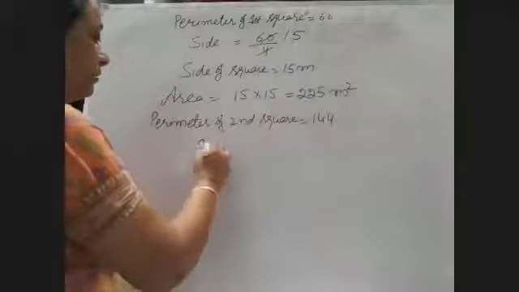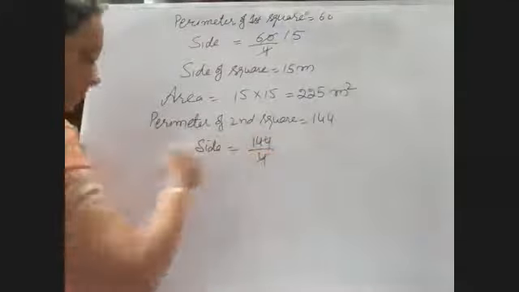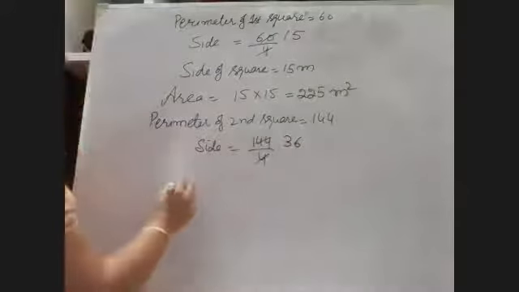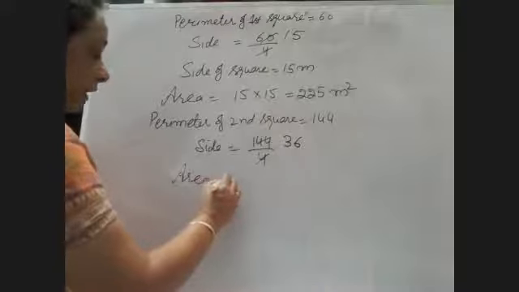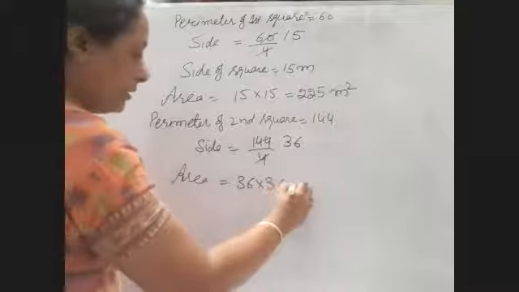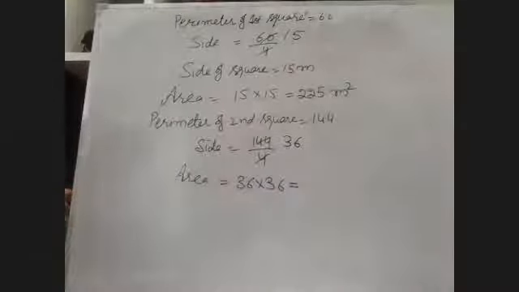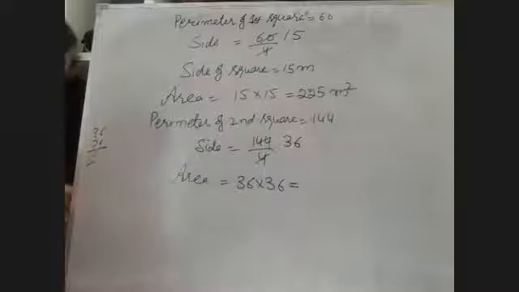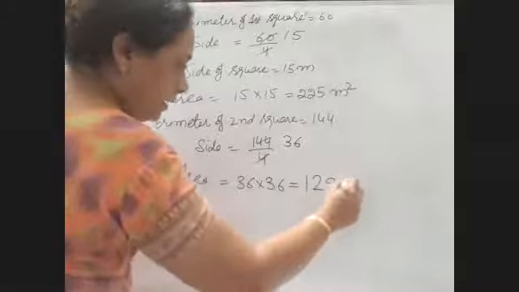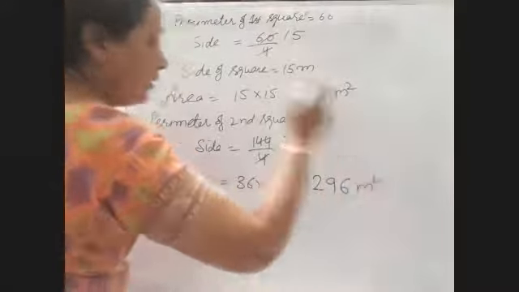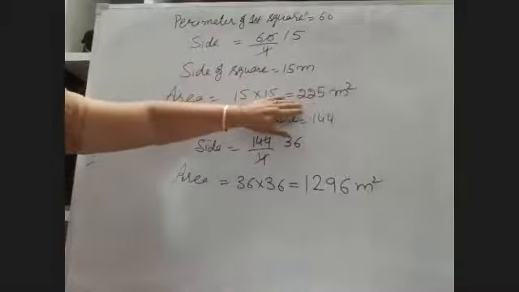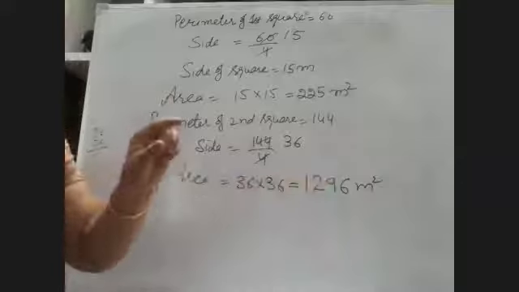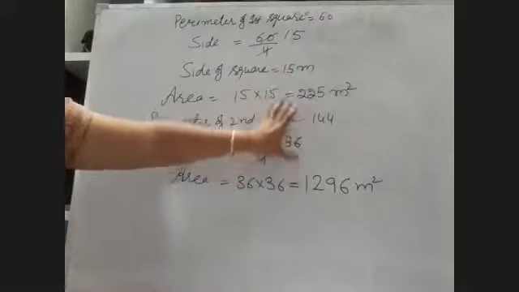The perimeter is 144. Again find the side: 144 divided by 4 is 36. Now find its area. The area of the second square is 36 multiplied by 36, which is 1296 square meters. The area of the first square is 225, and the area of the second square is 1296.